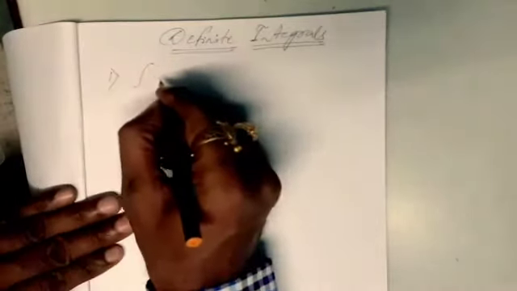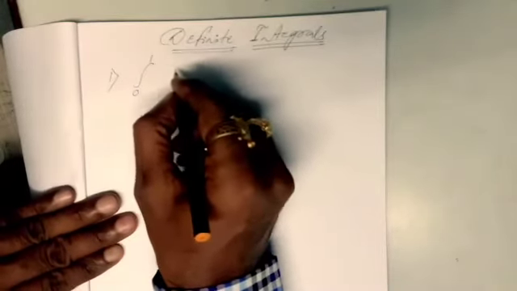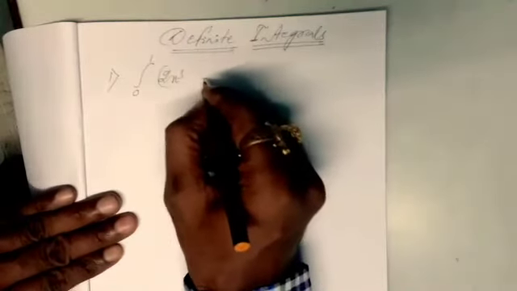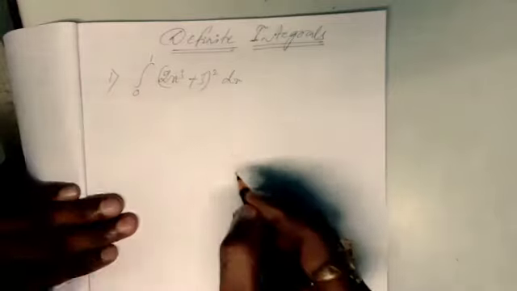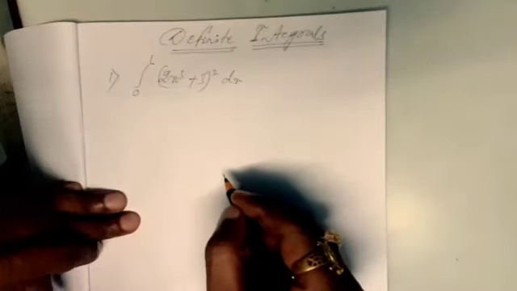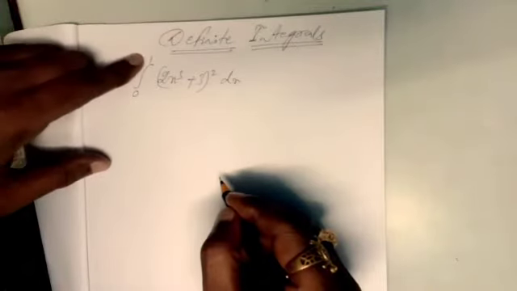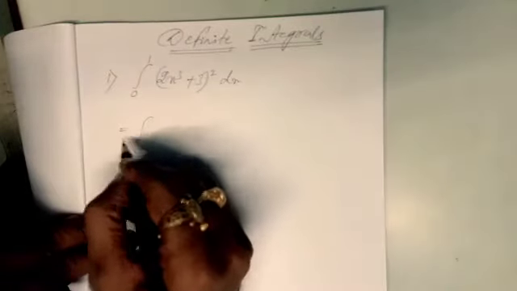Integration 0 to 1, (2x cube plus 3) whole square dx. See, the question given is like this. Integration 0 to 1, the lower limit 0, upper limit 1, the function given is 2x cube plus 3 whole square. First of all, you have to open the whole square.